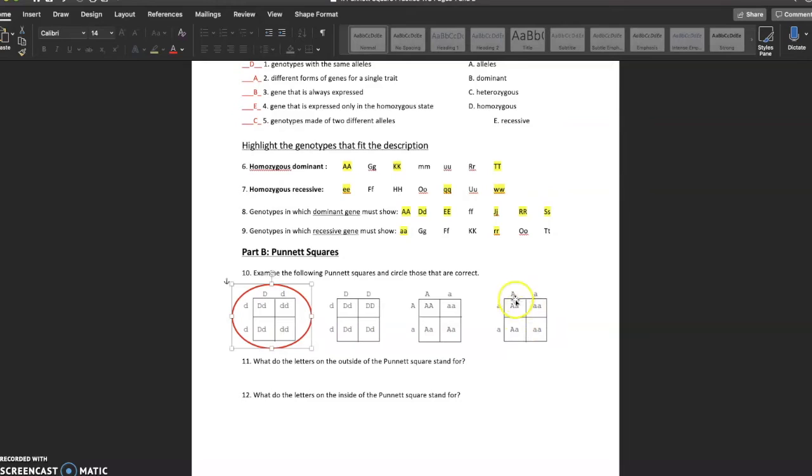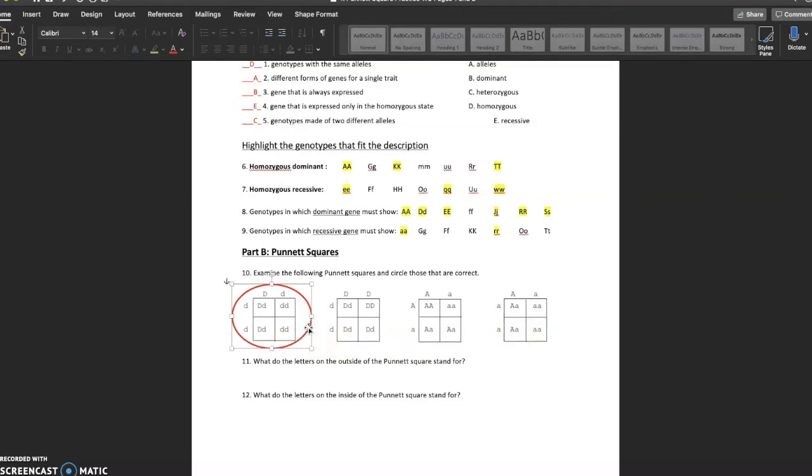For this one, capital A from the top, lowercase a from the side, looks good. Capital A from the top here, lowercase a from the side, also fits that. Capital A from the top, lowercase a from the side, looks good. And this one's also going to be lowercase, and that's what's showing here. So this one is also absolutely correct.